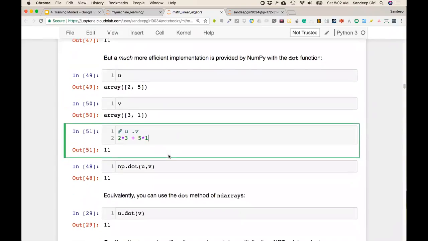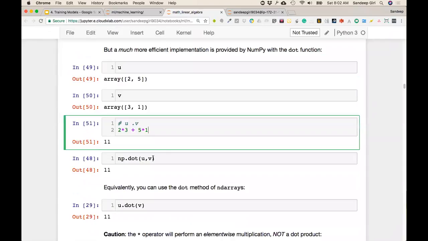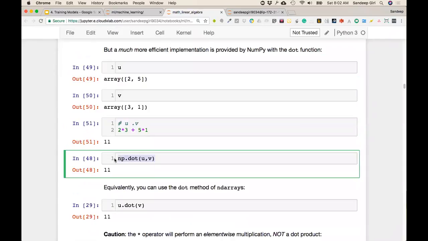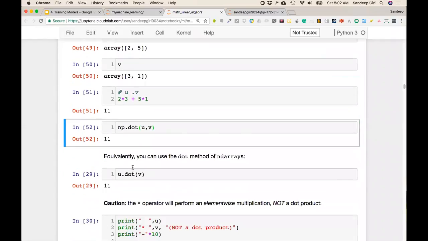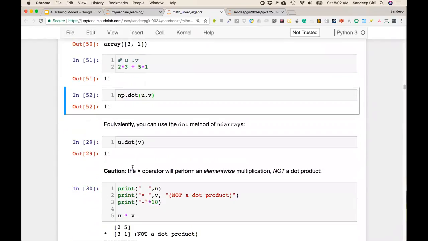So this is the dot product. So np.dot is this. NumPy gives you a function called dot. We will be using this. We used the dot product in the matrix form in case of our normal equation last time, right?